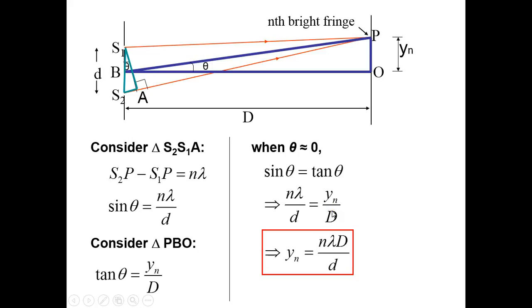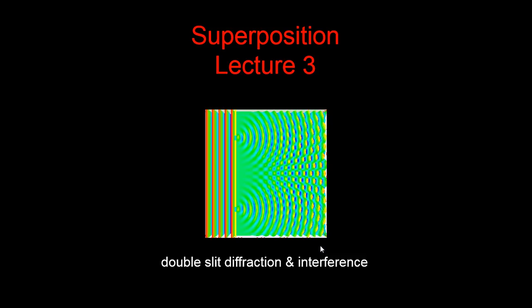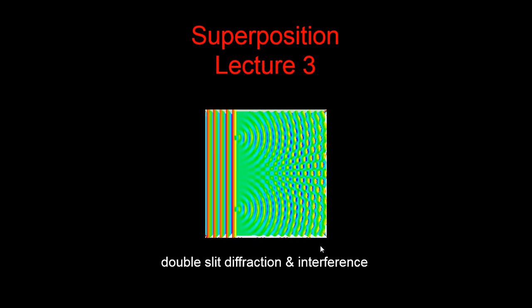From there we derive the equation for yn, which is the distance from the central bright fringe to the nth bright fringe. If you are referring to the first order bright fringe, then your n will be 1. If you are referring to the fifth order bright fringe, then your n will be 5, and so on. Okay, with that we come to an end of the second lecture.